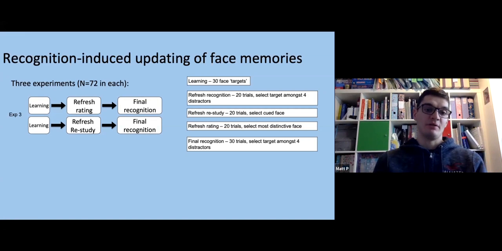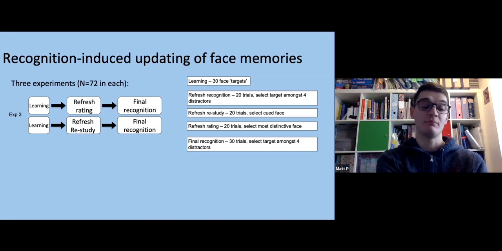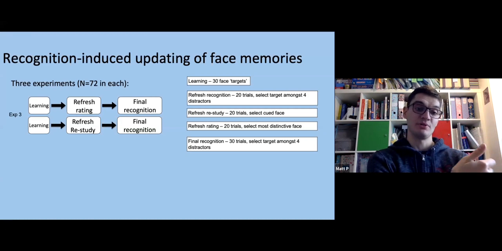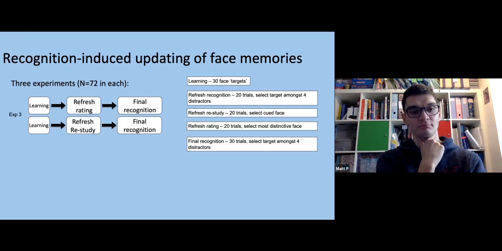The third experiment was then accounted for the self-choice. So in the first block, participants had a rating task during the refresh phase. Importantly, they were shown five faces, and the participants were asked to choose the face that was most distinctive out of those five. There was still one target and four distractors, but they were never told, try and remember the target face. They were just told pick the distinctive face.